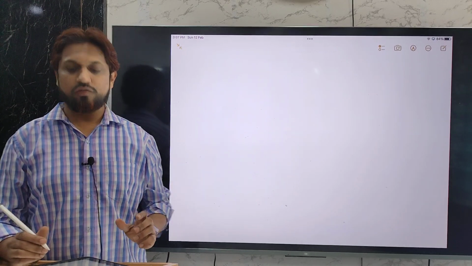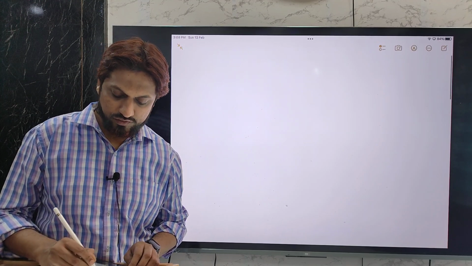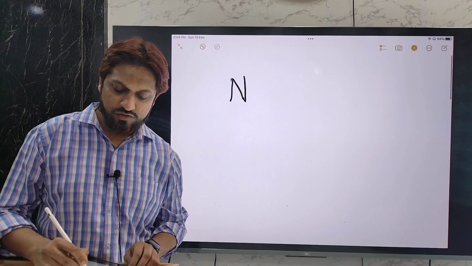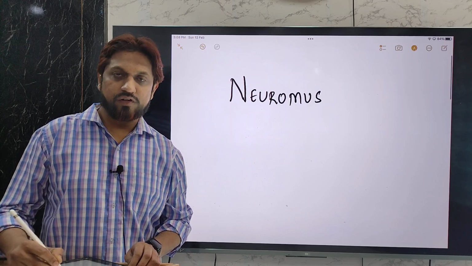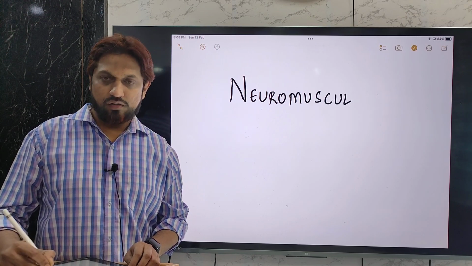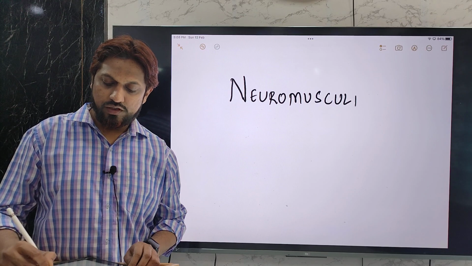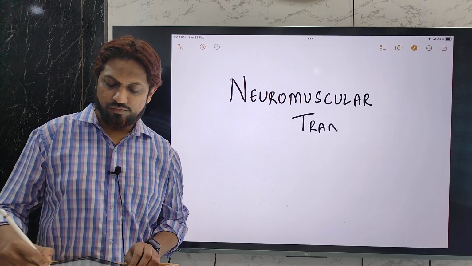In today's lecture, we are going to discuss one of the very important topics in neuromuscular physiology, that is neuromuscular transmission. That is, how the impulse from the neuron or the nerve is transmitted to the muscle, more specifically in a skeletal muscle. So we are going to discuss this under the heading neuromuscular transmission.